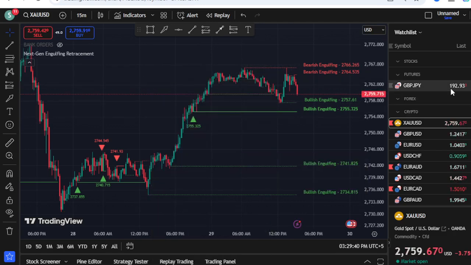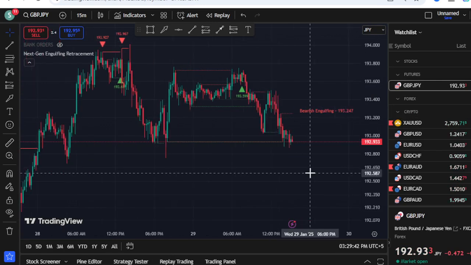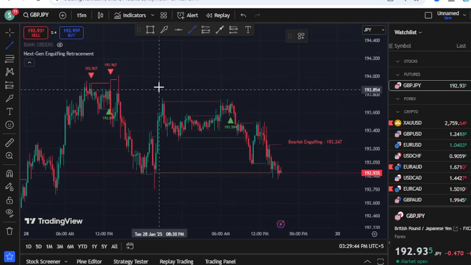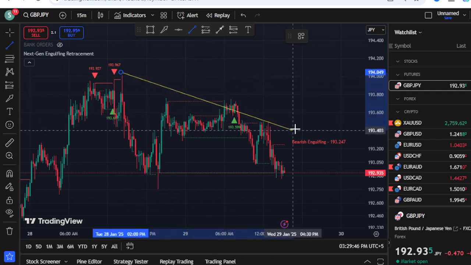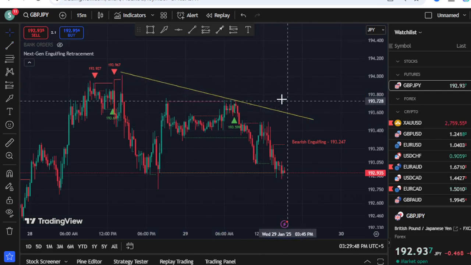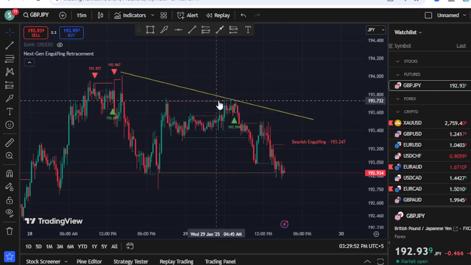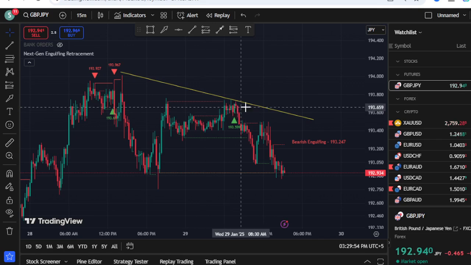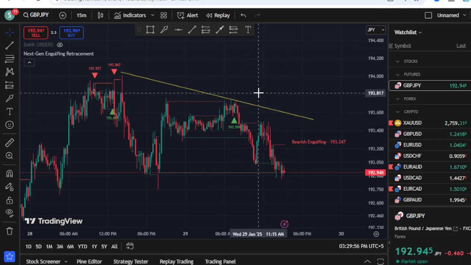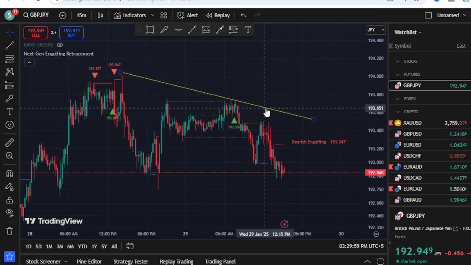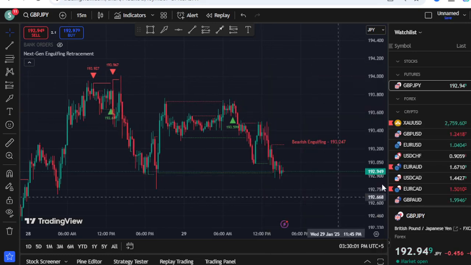Now this strategy works on everything. I can show you. This is the bearish retracement. You can see the bullish retracement has not worked, because by combining the 2 points, this is a bearish trend right now on Great Britain pound JPY. So when we get a red signal, we can definitely go for that one.